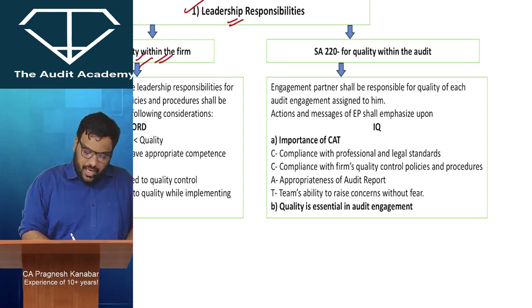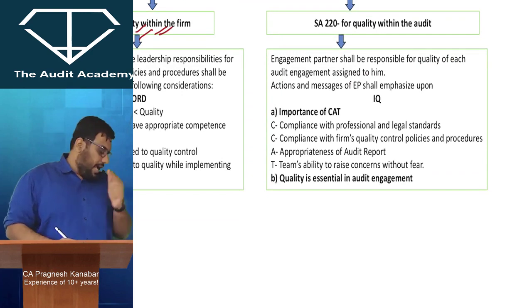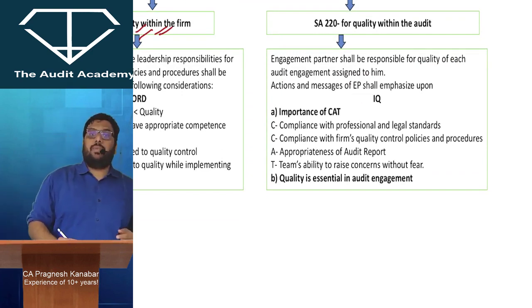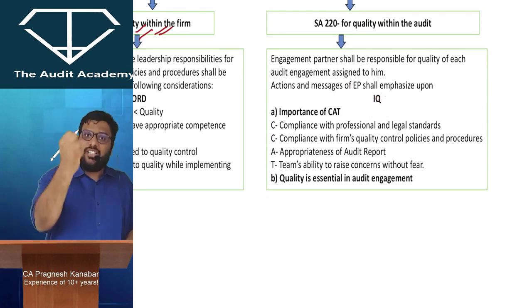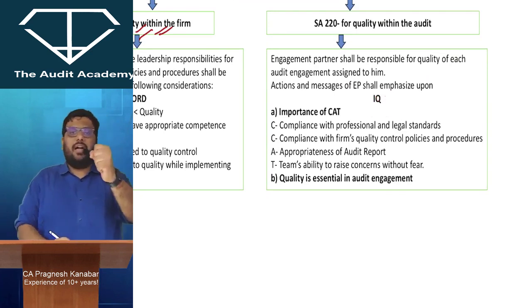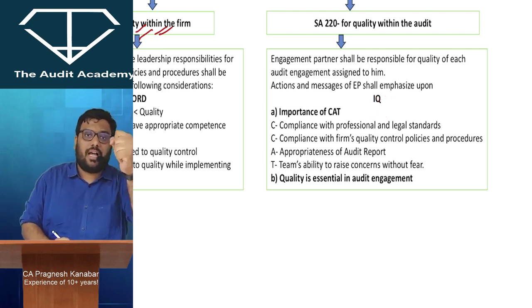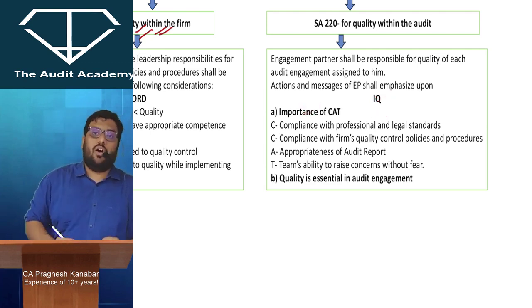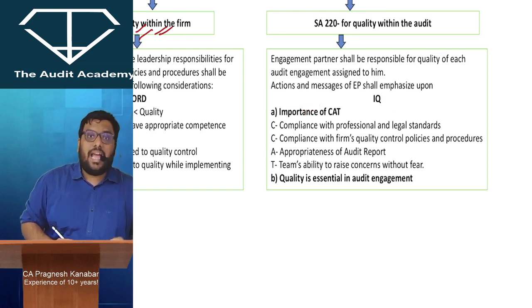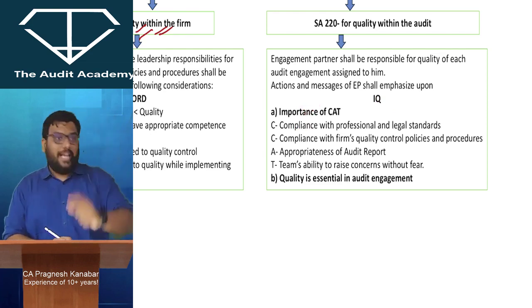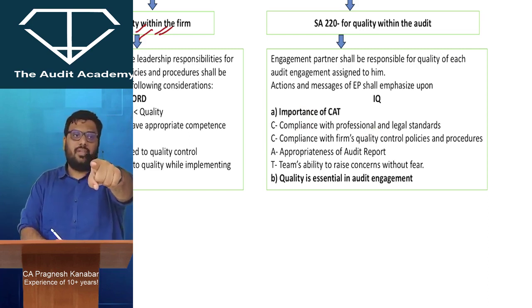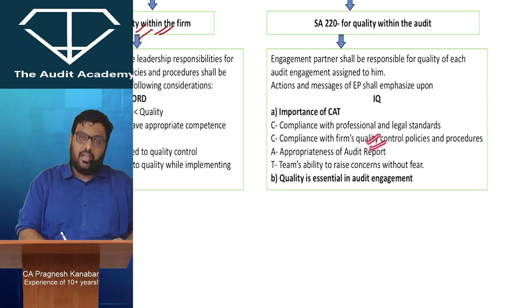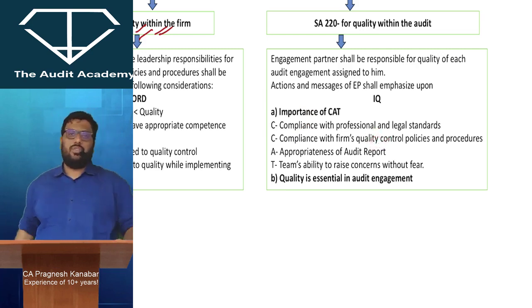Everyone over here, the engagement partner should be responsible for quality of each audit engagement assigned to him. The actions and messages of the engagement partner should stress upon IQ. As an engagement partner, you need to tell your audit team about I, the importance of CAT. C for compliance. Tell your team to behave in a manner that complies with professional and legal standards. Ensure that procedures are performed in a manner that complies with the firm's quality control policies and procedures.